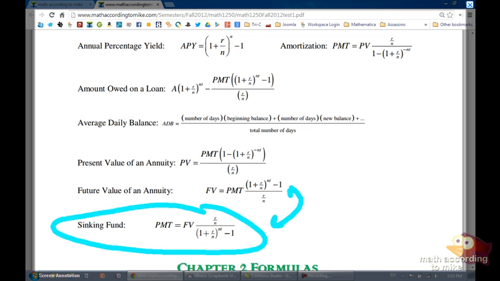All right, that's your finance formula. So the first trick is to look at a problem and go, I need this formula. After that, it's just putting the numbers in.